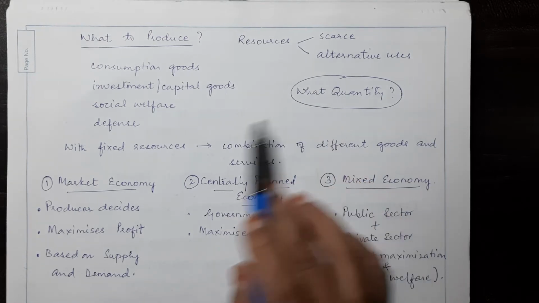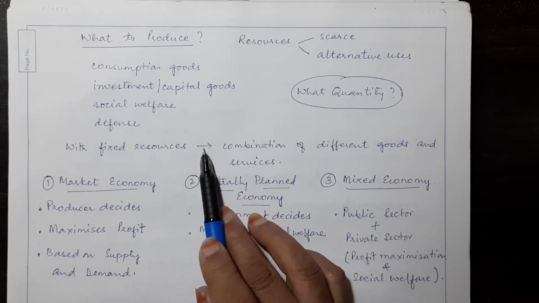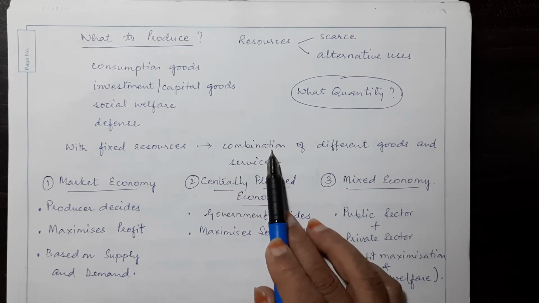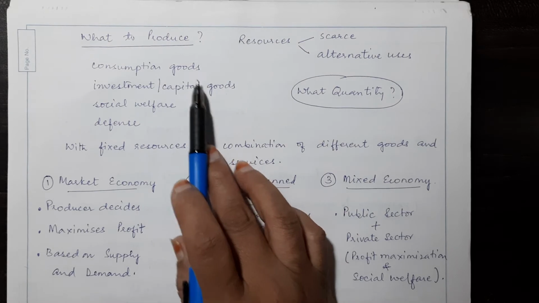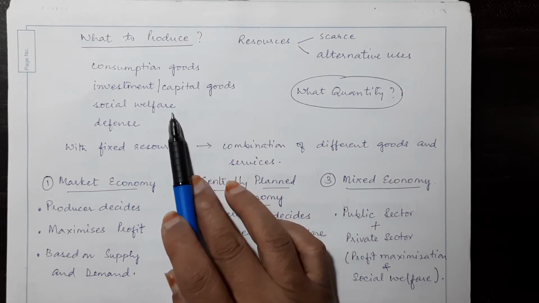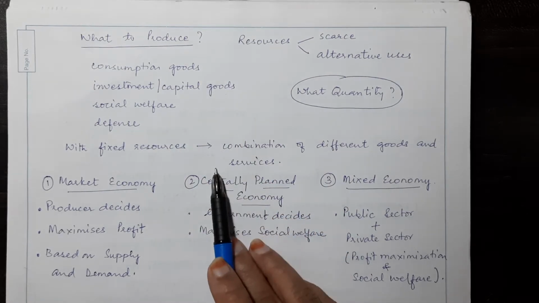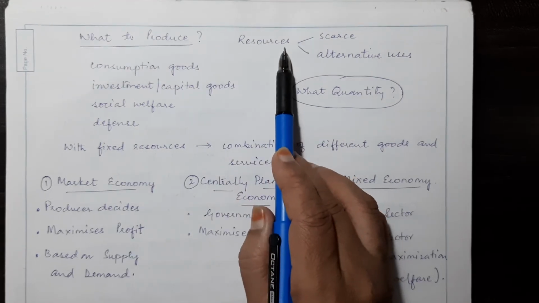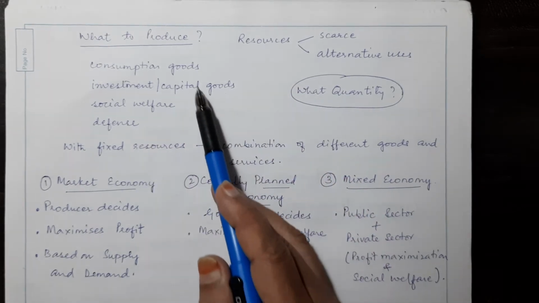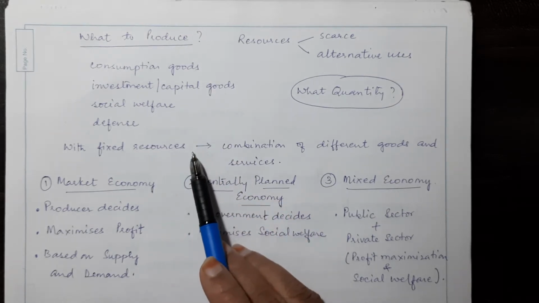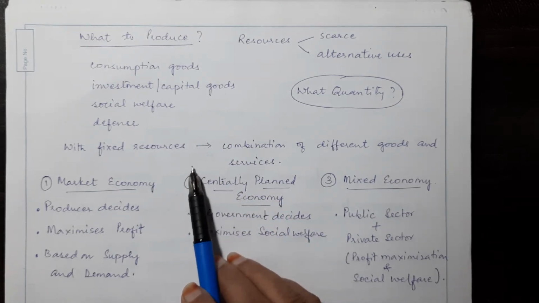Okay. Now with fixed resources, we can have a combination of different goods and services so that you can produce consumption goods, capital goods, social welfare goods, defense, whatever we want. Then we'll have to divide these resources in such a way that a portion or a proportion, let us say a percentage of every good can be produced.